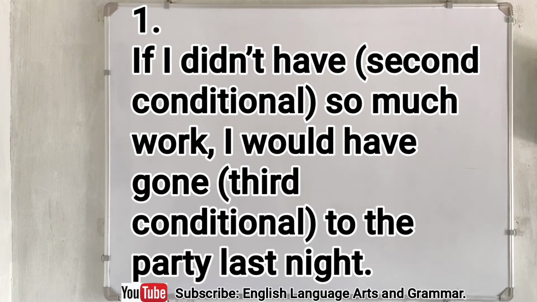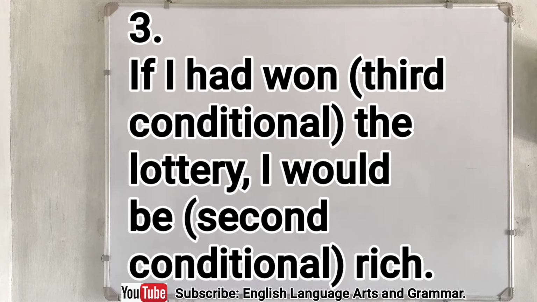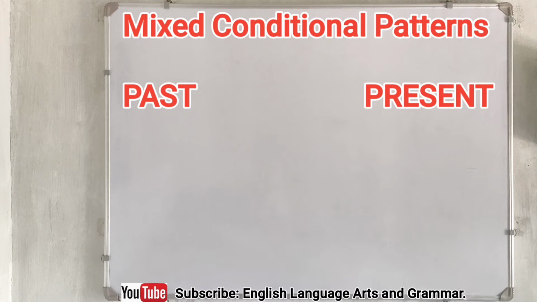Example 1. If I did not have so much work, I would have gone to the party last night. Example 2. If I spoke German, I would have understood them. Example 3. If I had won the lottery, I would be rich. Example 4. If I hadn't dropped out of school, I could have a better job now. We are going to learn some examples by using different times.